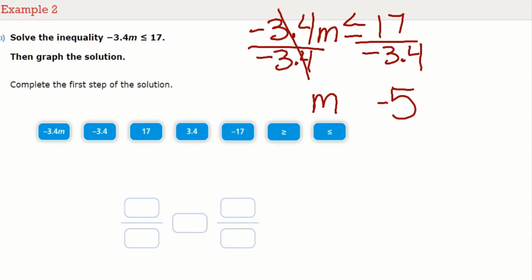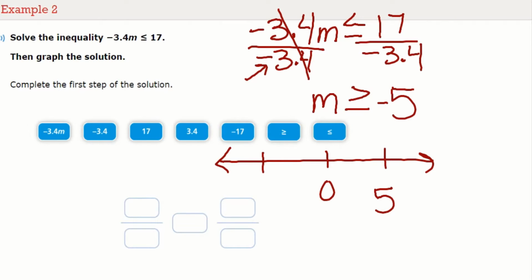Now this is the part that's slightly different. Because we divided both sides by that negative 3 and 4/10, instead of the inequality saying less than or equal to, we have to change it to greater than or equal to. Now I'm going to graph it. I'm going to do a really simple graph.